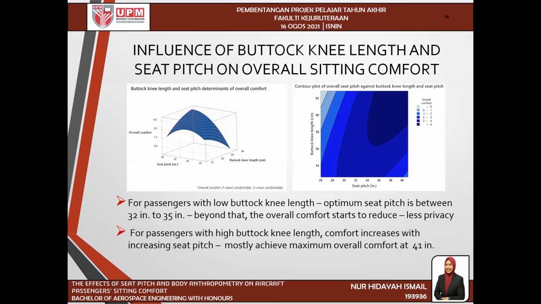While for passengers with buttock knee length above 56 cm, comfort increases with increasing seat pitch, where most achieve maximum overall comfort at 41 inches. In summary, the contour plot has shown that at very low seat pitch, which is 26 to 29 inches, passengers rated the overall comfort as hard to achieve. But as the seat pitch rises, the overall comfort can be achieved depending on the passenger's buttock knee length.